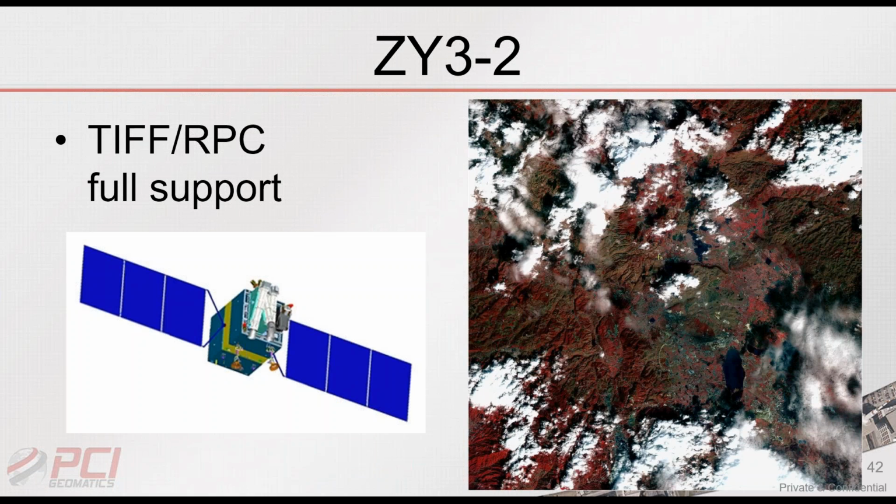And one more new sensor, ZY3-2. Here we have a 2.5 meter panchromatic sensor with a 6 meter multispectral multi-channel sensor. For this satellite, we have full support, so orthorectification, pan sharpening, DEM extraction, and atmospheric correction as well, in both the TIFF and RPC formats and RPC models for this sensor. It has a sibling sensor, ZY3-1. They're quite similar, and both look great in Geomatica 2017.